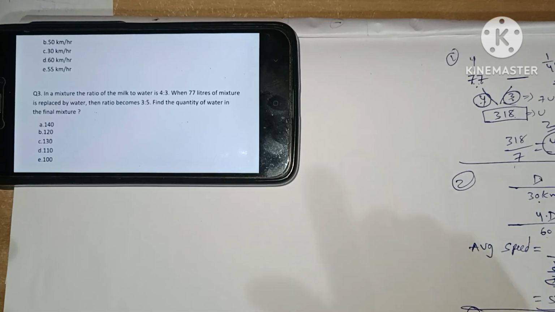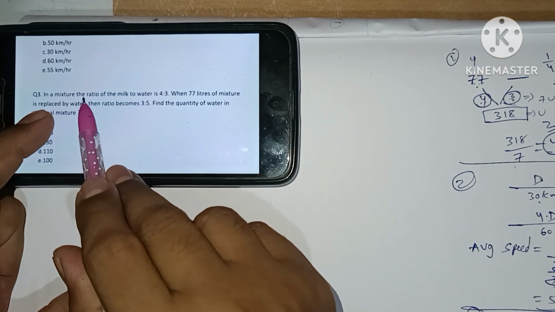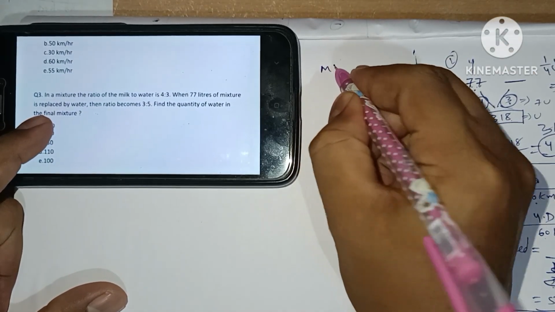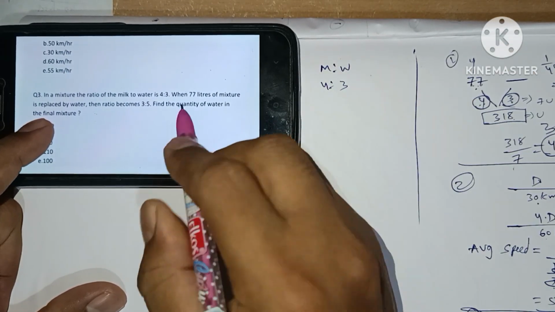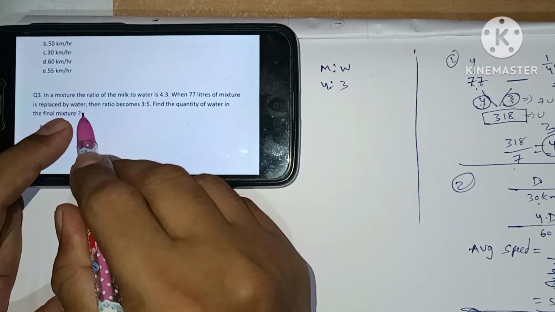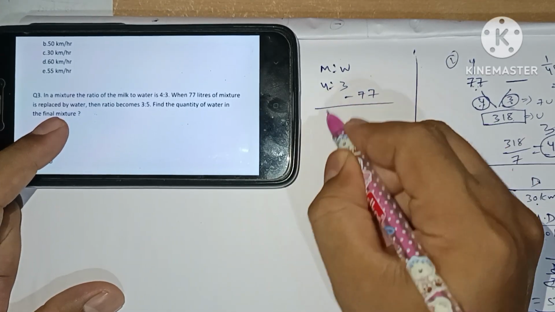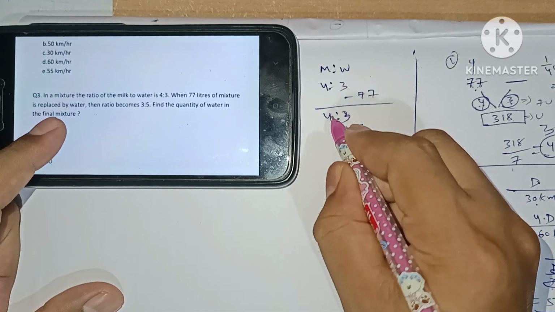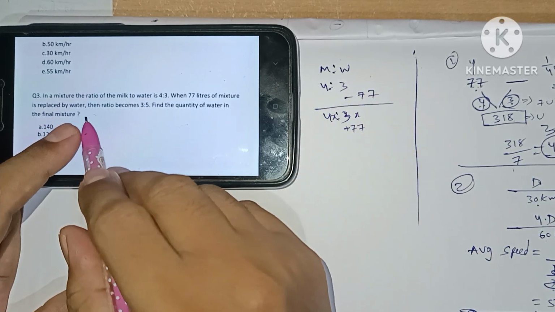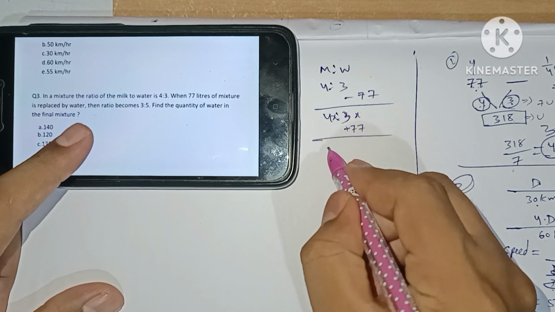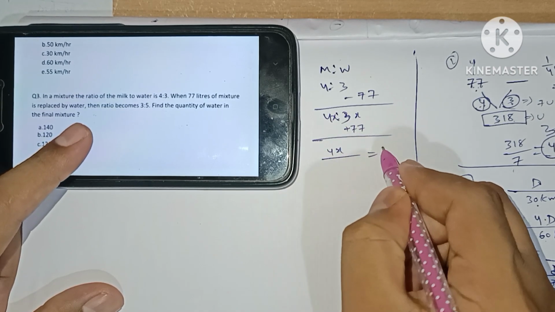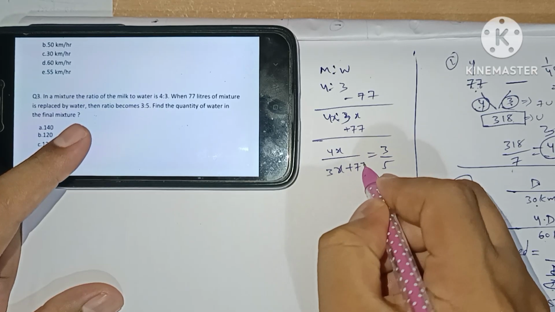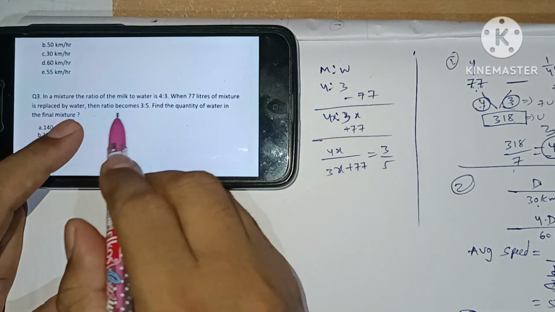Next, question number 3. In a mixture, the ratio of milk to water is 4:3. Milk and water are in the ratio of 4:3. When 77 liters of the mixture is replaced by water, so subtracting 77 and replacing it with water, let's take them as x. Then the ratio becomes 3:5. The question says that 4x is to 3x plus 77 as 3 is to 5. So this is what is given at the end.